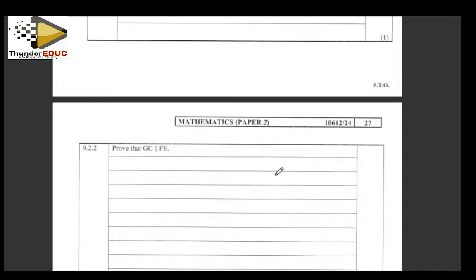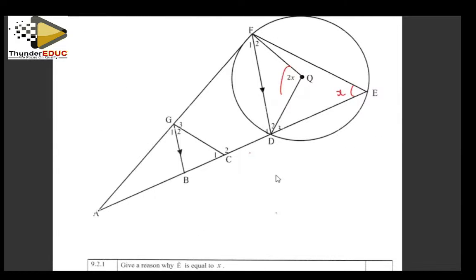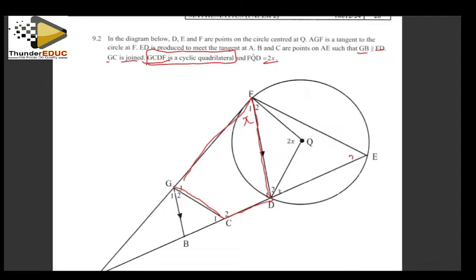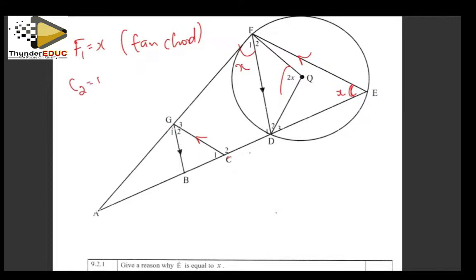9.2.2. Can we prove that GC is parallel to FE? They want us to prove that these two lines are parallel. If this is x, which means F1 is also going to be x, I'm going to use the tan chord theorem there. And if that is x, remember they told us this is a cyclic quad. So automatically this is going to be 180 minus x. I'll say that C2 is going to be 180 minus x. These are the opposite angles of a cyclic quad.